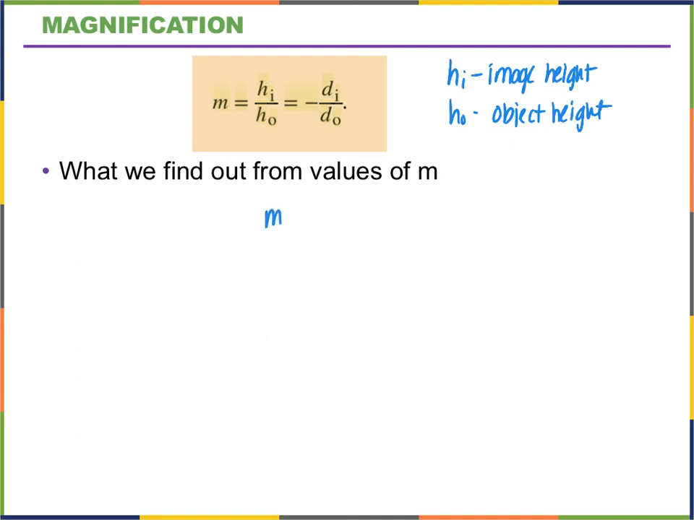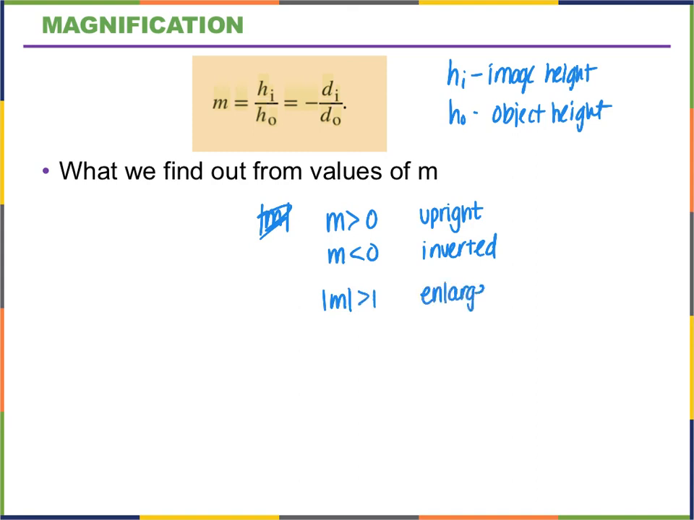If M is greater than 0, then your image is upright. If M is less than 0, then it's inverted. Now, if the absolute value of M is greater than 1, then your object is enlarged. And if the absolute value of your magnification is less than 1, then your object is reduced. It's smaller than usual. And so those are the values of M we can have.